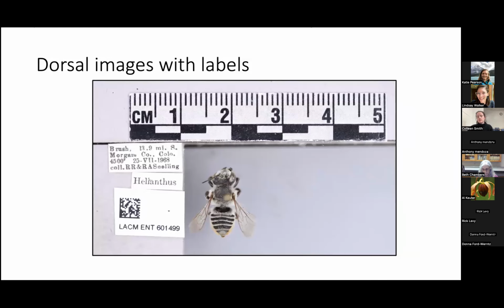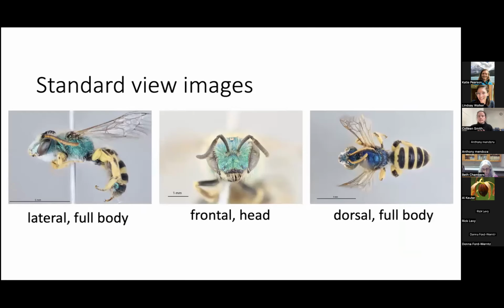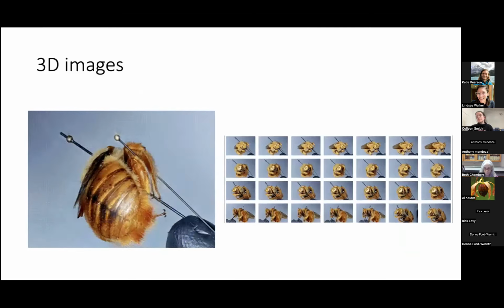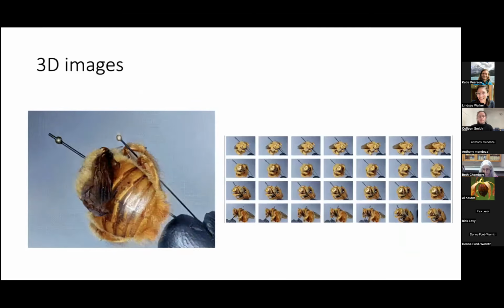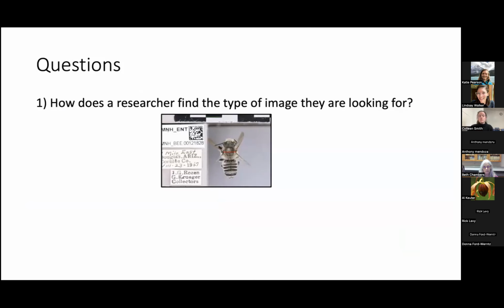And for the Big B project, we're taking 3 different types of images. The first type is dorsal images of specimens next to their labels. The second type are standard view images of specimens in the lateral orientation, a frontal orientation, and the dorsal orientation. And then sets of 3D images of specimens. And we want to be able to search for each of these 3 different types of images separately in Symbiota.